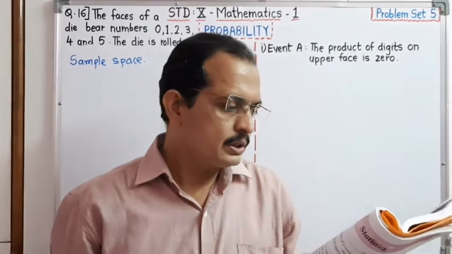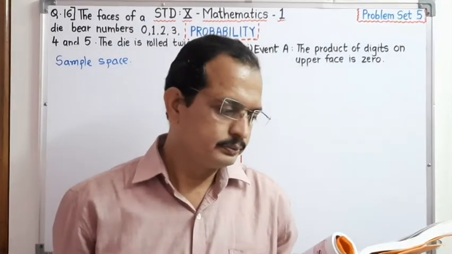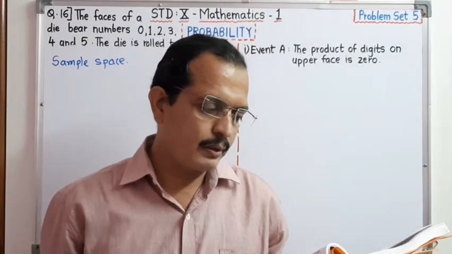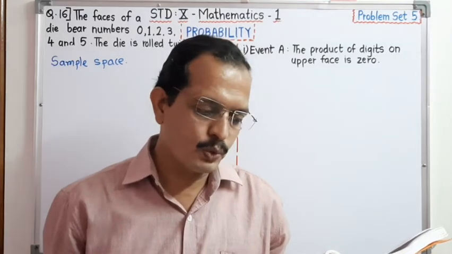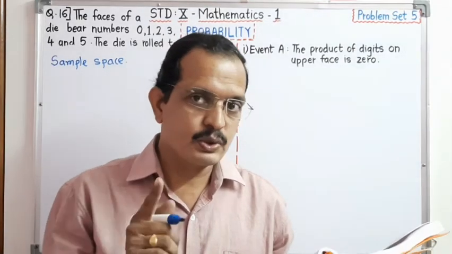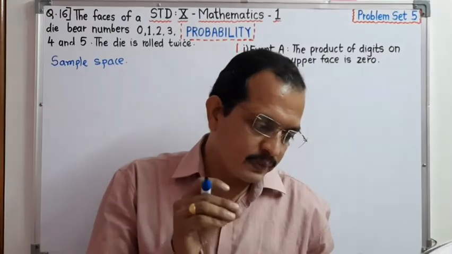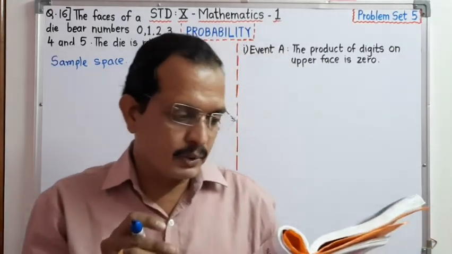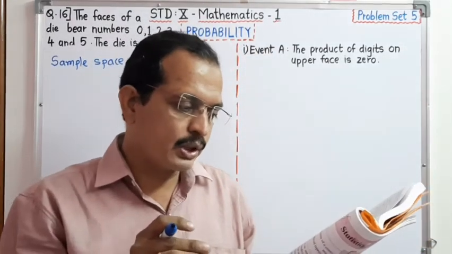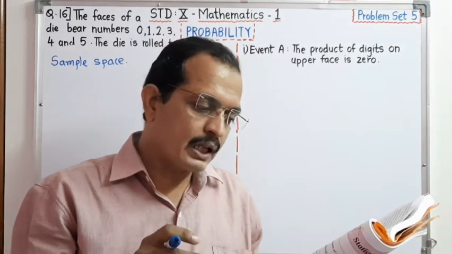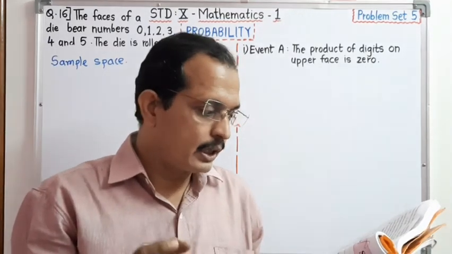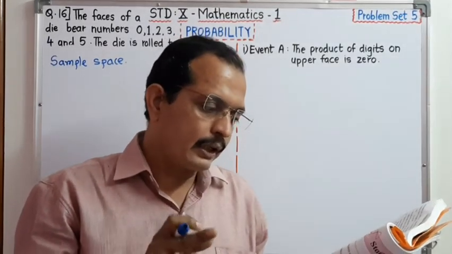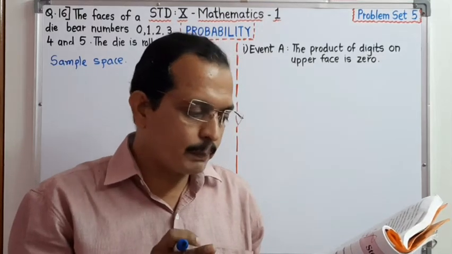Now dear student, see the question number 16. The faces of a die bear numbers 0 to 5. See dear student, see the difference. The faces of a die bear numbers 0, 1, 2, 3, 4, 5. If the die is rolled twice, then find the probability that the product of digits on the upper face is 0.